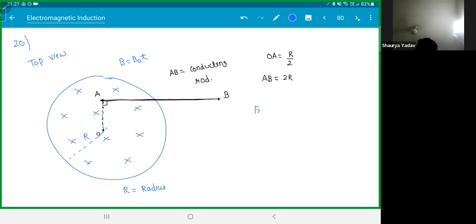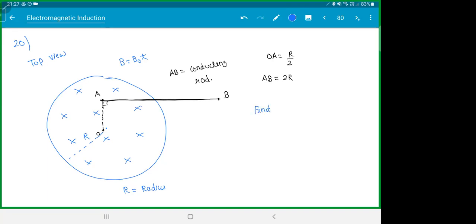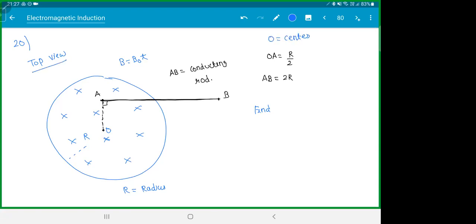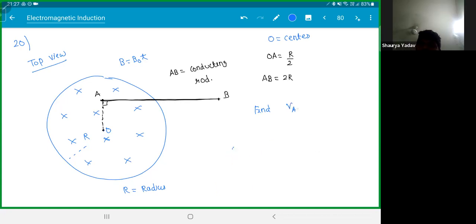Sir, OA is in different. Top view, what are you talking about? Okay, O is the center there. Is the diagram clear? Top view means it's like if you put your spoon on a glass, how does it look? If you have your glass and you put a spoon like this, it extends outside, no? Able to visualize the diagram, everyone? Yes, sir. Find VA minus VB.